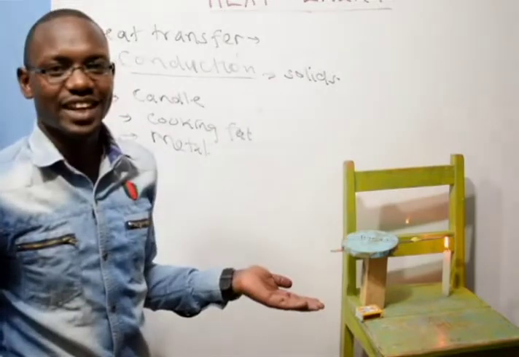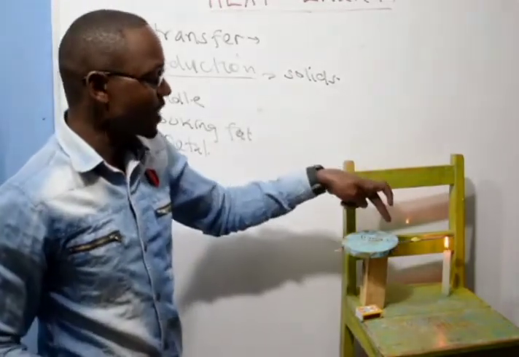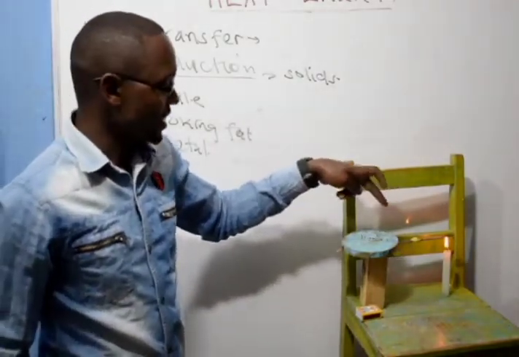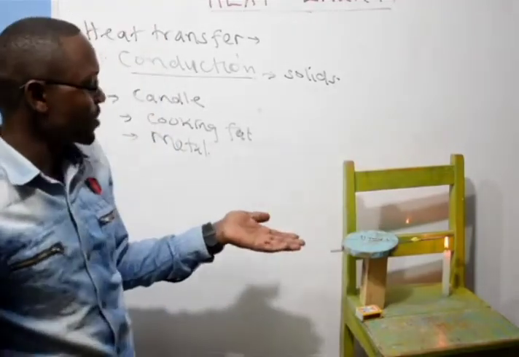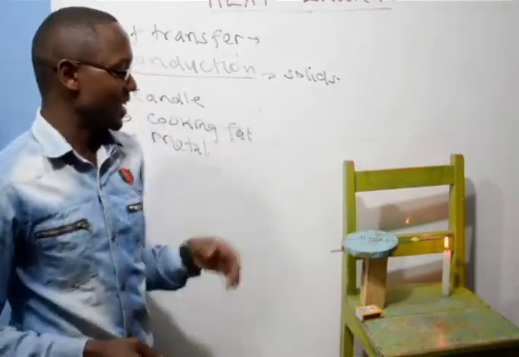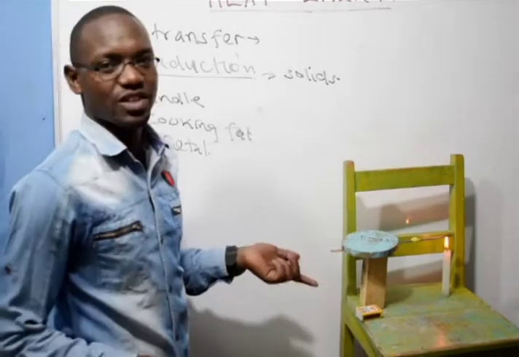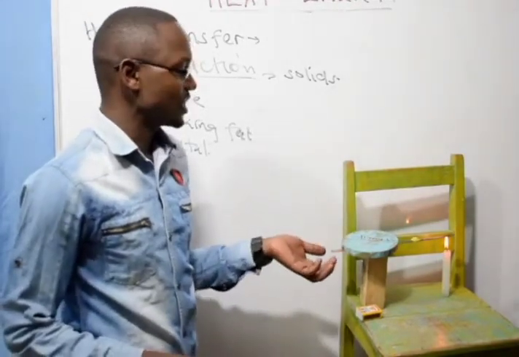Why? Because it has gained heat. Our cooking fat has already started melting. So this is now an experiment to investigate conduction. Remember, this metal is very hot, so don't touch it using your bare hands.